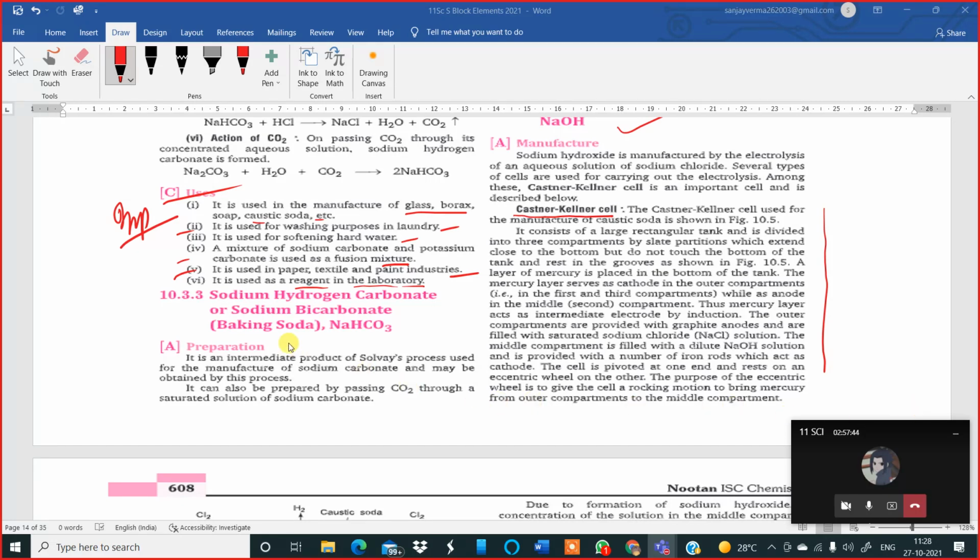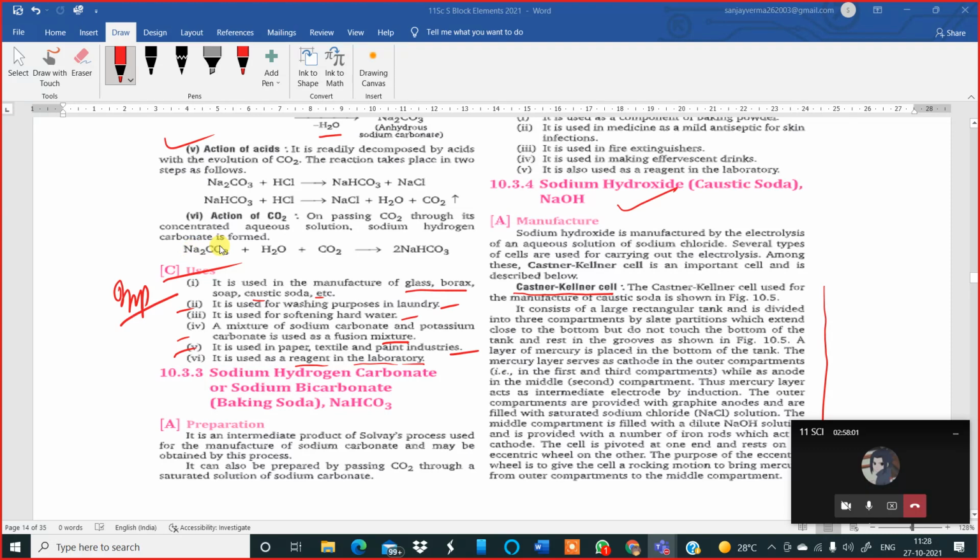Now, sodium bicarbonate, which is called baking soda, its preparation from sodium carbonate is only required. It is an intermediate product which is already given over here. How to prepare sodium bicarbonate? By passing carbon dioxide gas through a concentrated aqueous solution of sodium carbonate. Then you get what you call sodium bicarbonate.